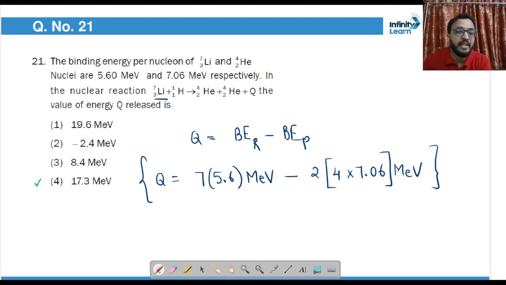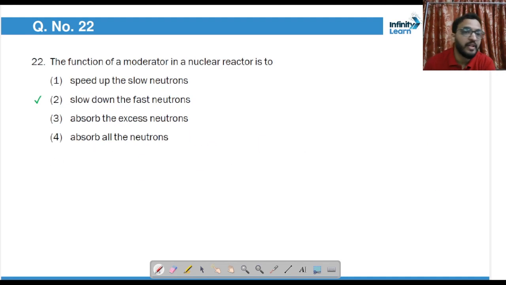So this you can do and get your right answer. Binding energy of the reactants minus binding energy of the products. So from here you can definitely get your right answer. Okay, no problem. Brilliant. So let's move ahead.